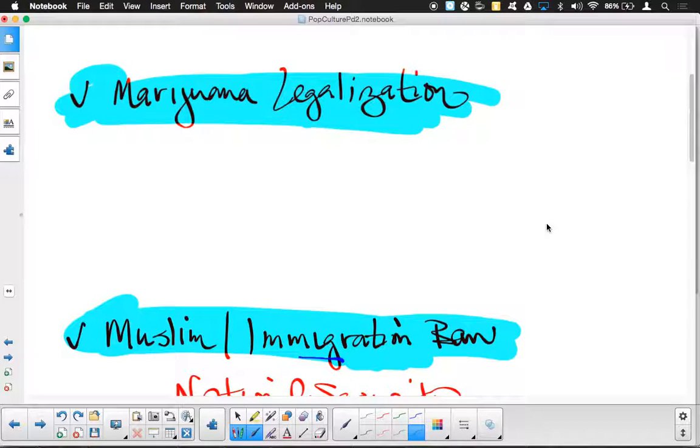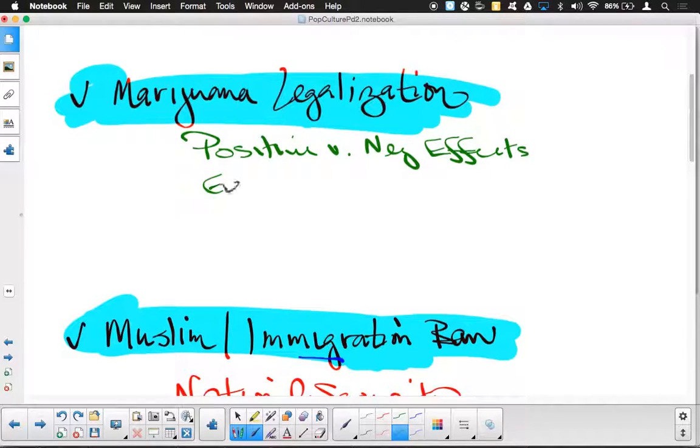Anything for marijuana legalization? You could look at the balance between what helps the individual, like medically, and how it inhibits or negatively affects the individual. Okay. So, pros, cons, positive versus negative effects. The whole question about it being a gateway drug. That used to be the main reason against it. That's kind of a little bit of argument now.